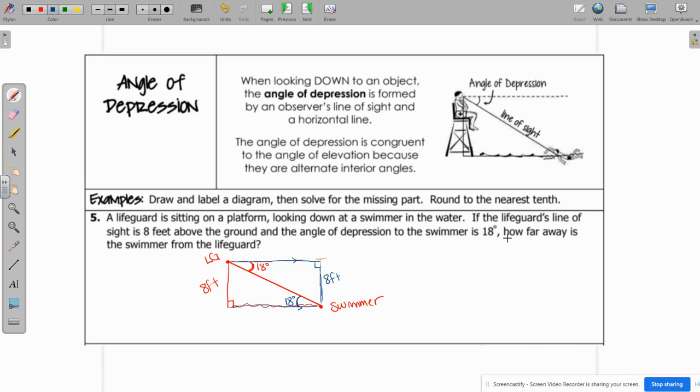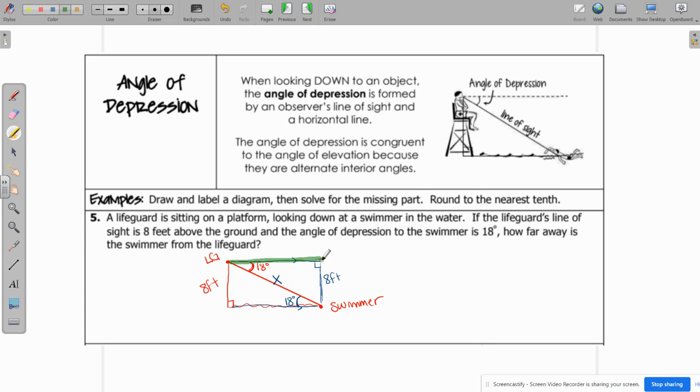But what is it that we're looking for? It says, how far away is the swimmer from the lifeguard? So here's the swimmer and here's the lifeguard. So this is the distance that we're looking for. I'm going to label this X. And I want to show you that no matter which triangle you use, you're going to have the same setup.